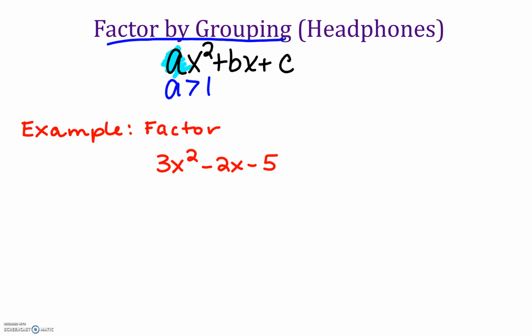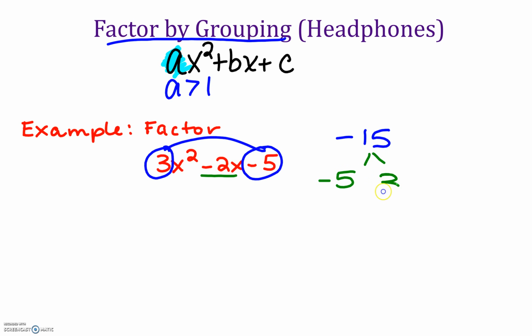We have factor 3x squared minus 2x minus 5. Looking at the 3x squared, the negative 2x, and the negative 5, there is no GCF, so I'm going to take the 3 and multiply it by the negative 5 to get negative 15. So I want two numbers that multiply to negative 15, but then add up to negative 2. So we have negative 5 times 3 gets me negative 15, and when I add negative 5 and 3, I get my negative 2x.